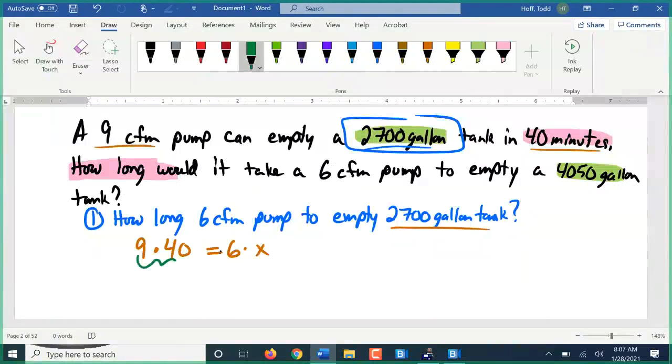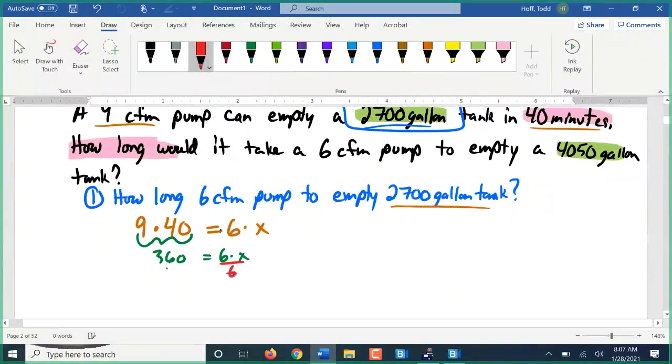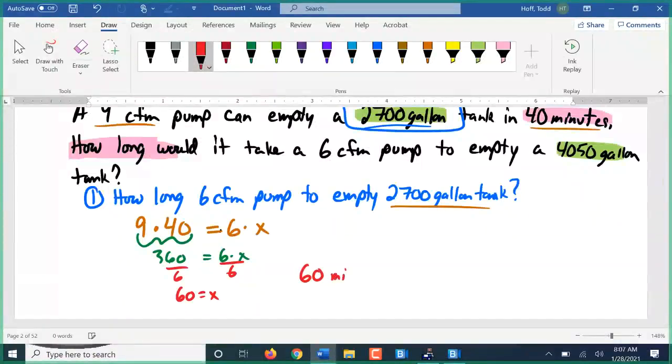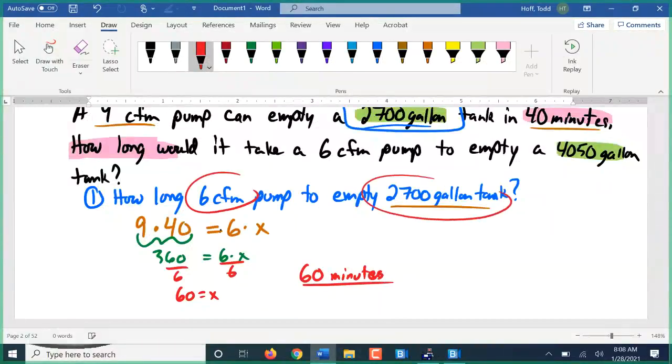So we do 9 times 40 is 360, equals 6X. We solve that by dividing by 6, we get 60 equals X. So that would be 60 minutes for the 6 CFM pump to empty the 2,700 gallon tank.